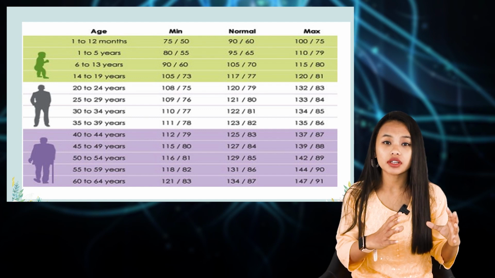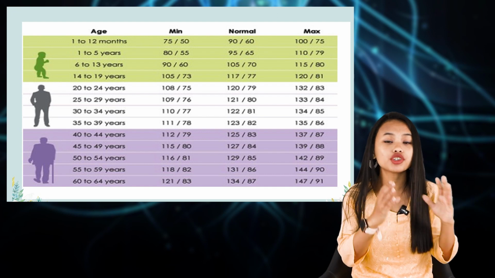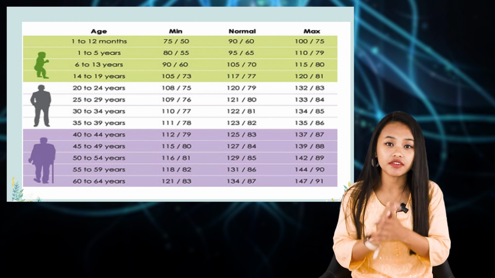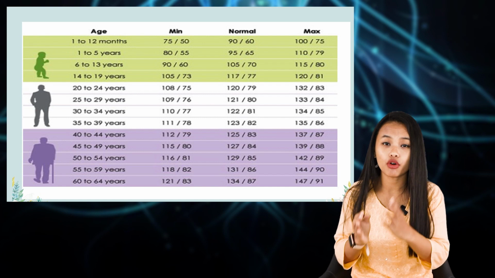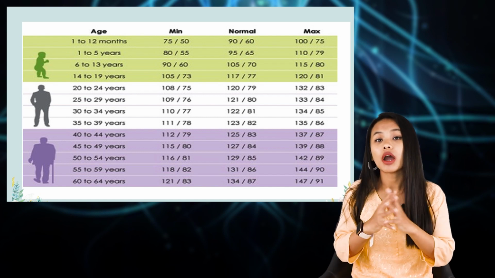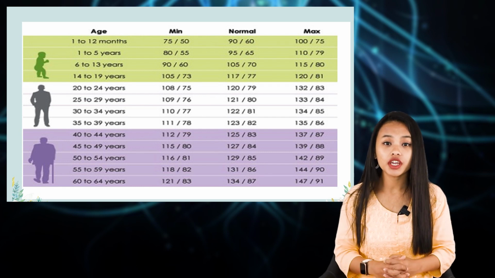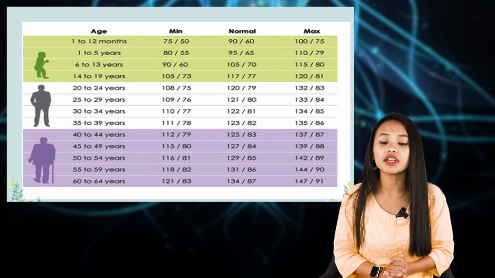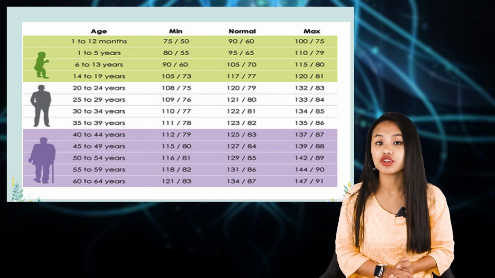And when we talk about adults, if the client is between 20 to 28 years of age, then their minimum can be 108 by 79, whereas their normal is 120 by 79 or 120 by 80, and their maximum can be 132 by 83. For people between 25 to 29 years of age, their minimum can be 109 by 76, their normal is 121 by 80, whereas their maximum can be 133 by 84.